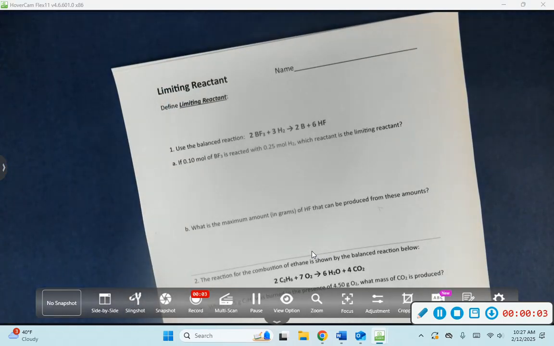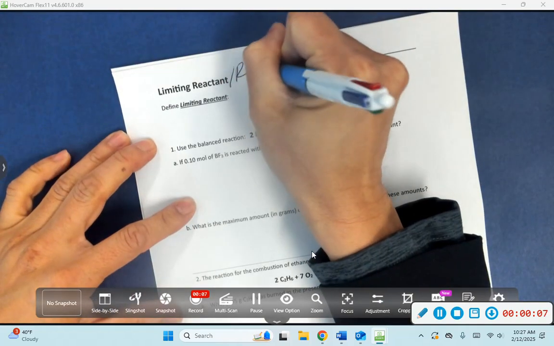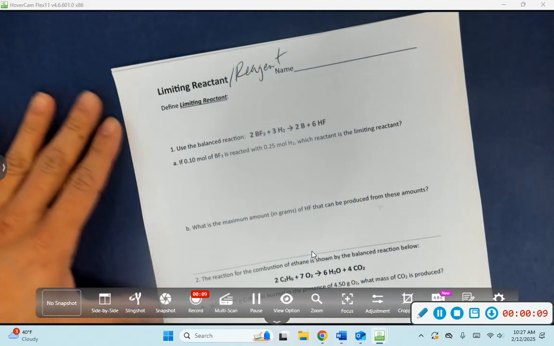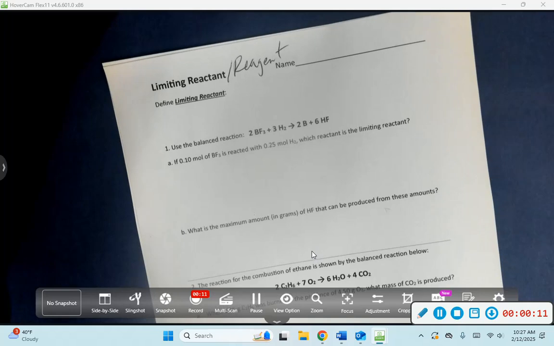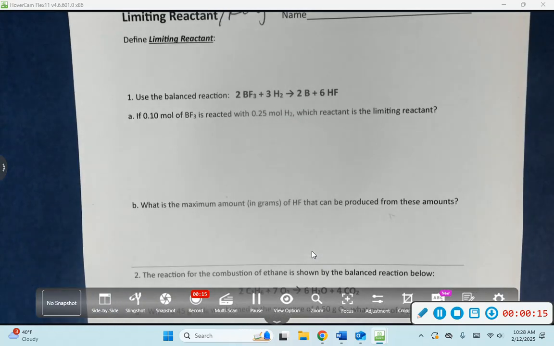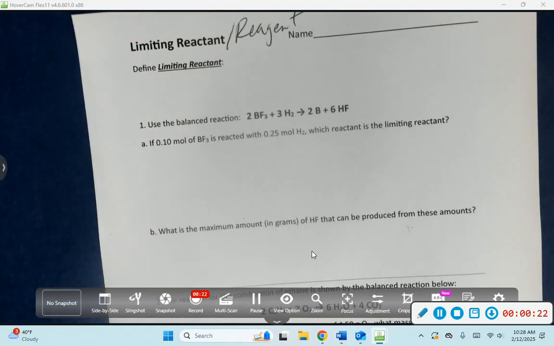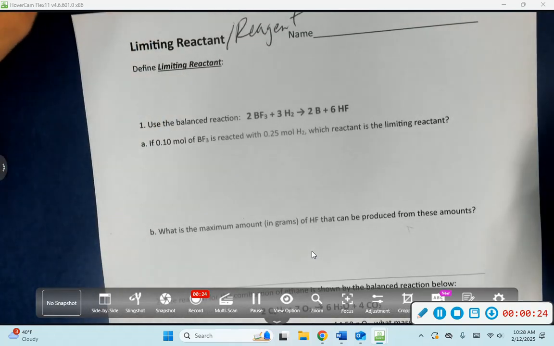This is a lesson on limiting reagent or limiting reactant. It's the same thing, reagent. You'll see this term interchangeably. This is a loaded lesson, a lot of material on here. This is probably the most confusing or most detailed lesson that you'll see this year in chemistry. So let's just get started here.